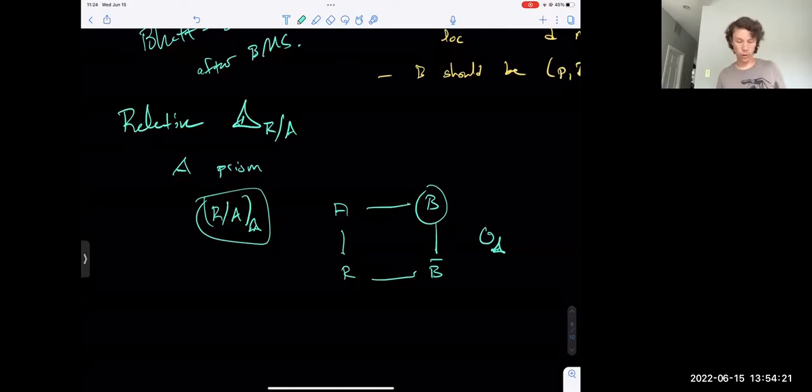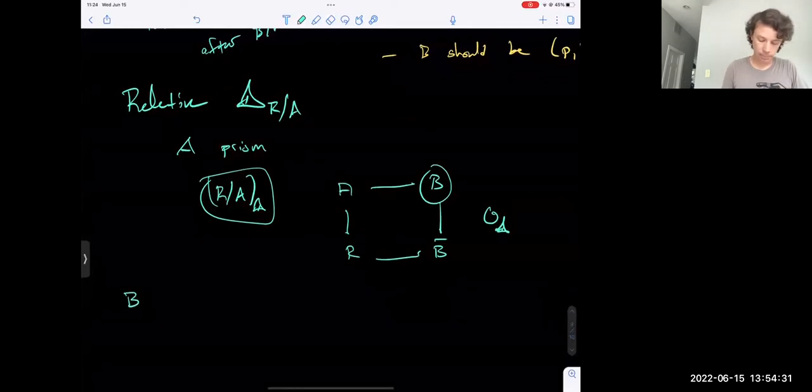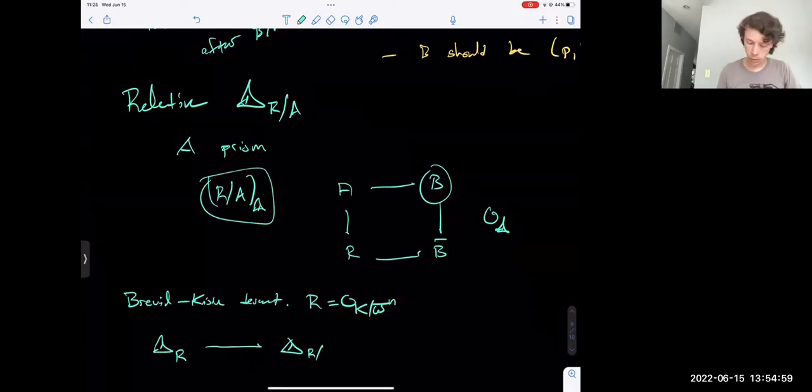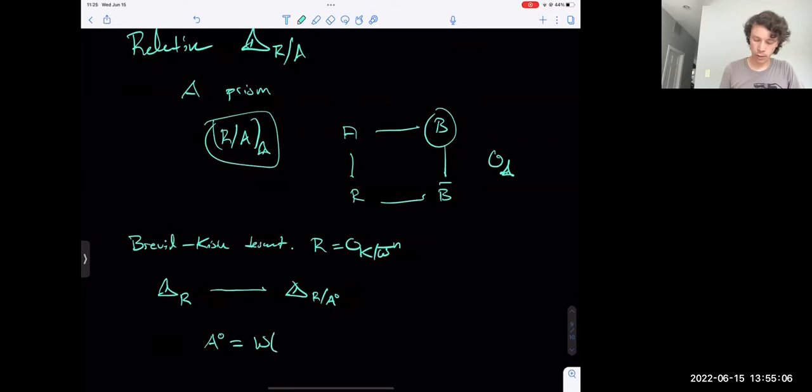And so what we really do is we don't quite compute the prismatic cohomology of R directly. Instead, what we're going to do is what we call Breuil-Kisin descent. And we want to compute the prismatic cohomology of R, well, specifically O_K mod pi to the n. Well, okay, let me just let R be O_K mod pi to the n. We want to compute prism R by descent from prism R over some specific prism where we have more control. So let me call that prism A0. A0 is going to be the Witt vectors of the residue field of R adjoin z.